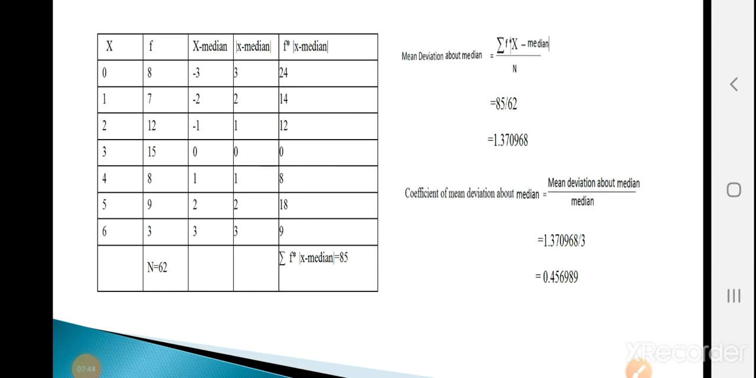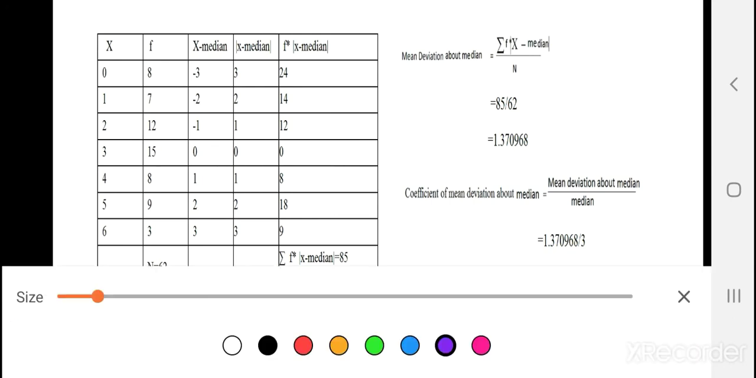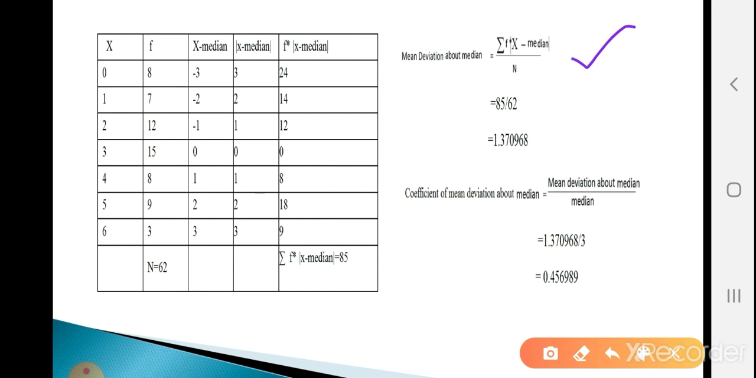Now the mean deviation about median formula is summation f into mod of x minus median divided by capital N. Here the capital N is total frequency and the value is 62. Here we need the summation of f into mod of x minus median column. So first make the column x minus median, then make the column mod of x minus median, that is absolute values, and the last make the column f into mod of x minus median.